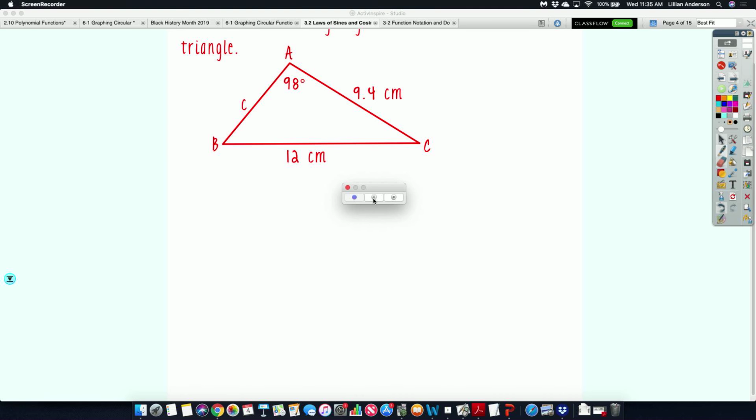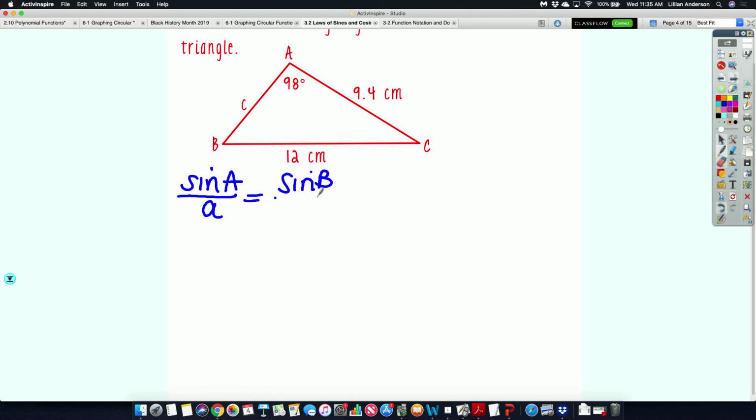So in this particular triangle, we're given angle A, side A, and side B. So the easiest piece of information to find at this point would be angle B. Because the formula says sine A over side A equals sine B over side B. We have 3 out of our 4 pieces of information. So we plug in. Sine 98 over 12 equals the sine of B over 9.4.